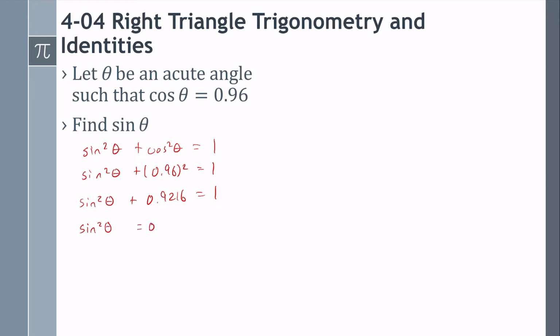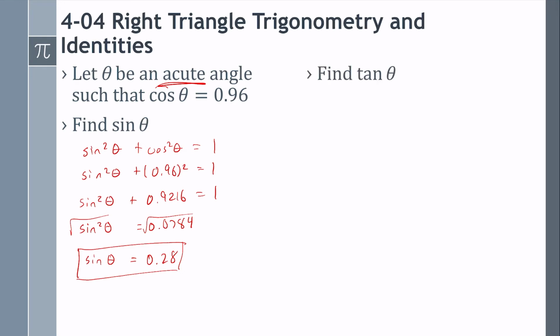Subtract, and square root. Usually we would have to do plus and minus when we take a square root, but we know it's an acute angle in a right triangle. We're just going to have a positive answer. So sine is 0.28.